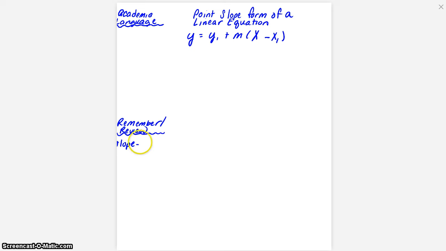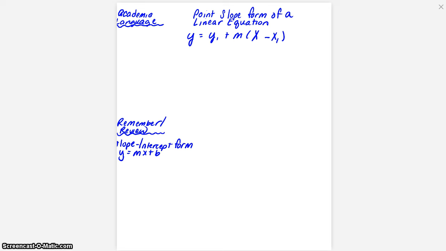slope-intercept form is y equals mx plus b, right? And that's the one we've known for a long time, and that's the one I expect you to already know by heart. So this is just a different way to write it.